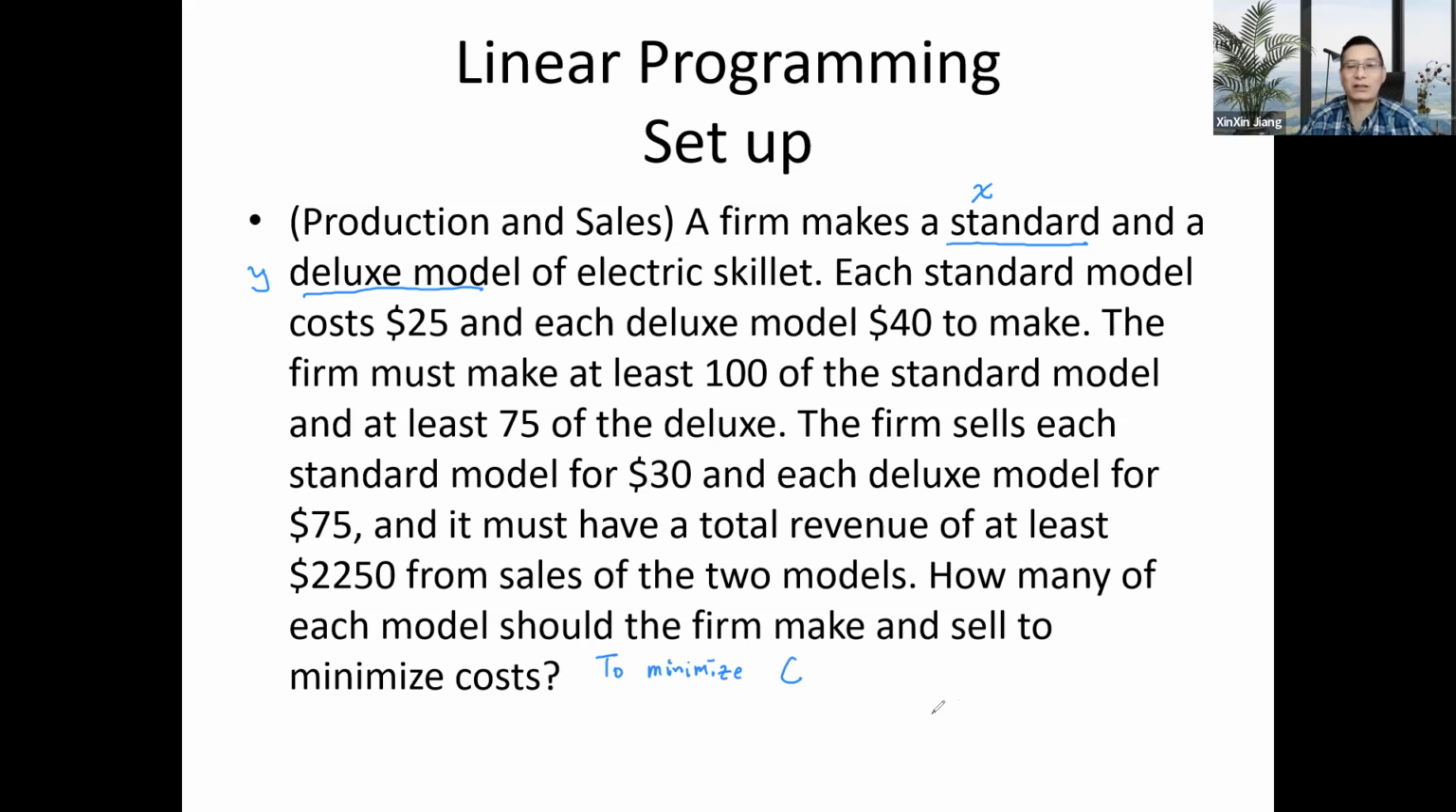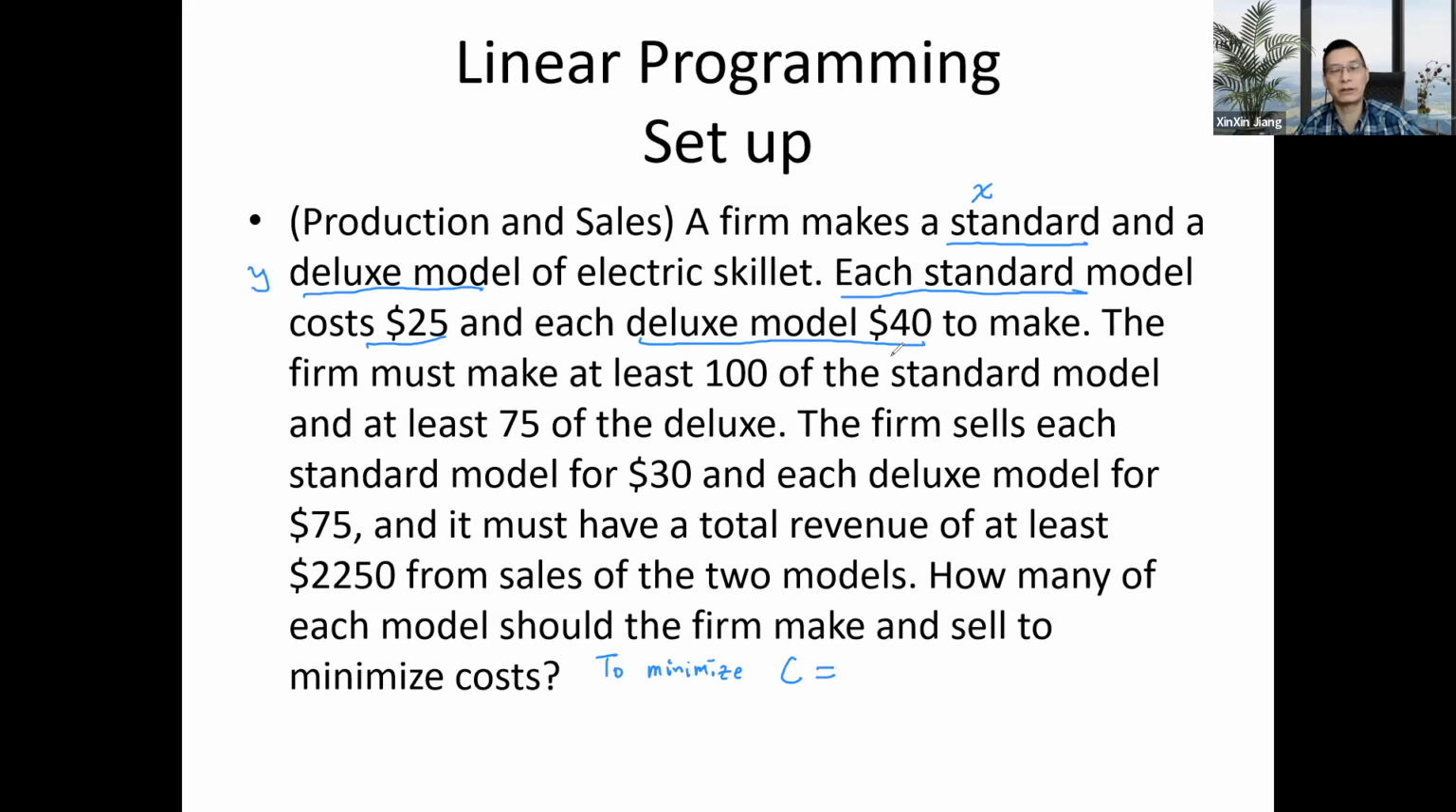So to minimize the cost, let's express the cost in terms of X and Y. So read the problem again, find where the sentence gives you information about cost. This is a sentence: each standard model costs 25 and each deluxe model costs 40.